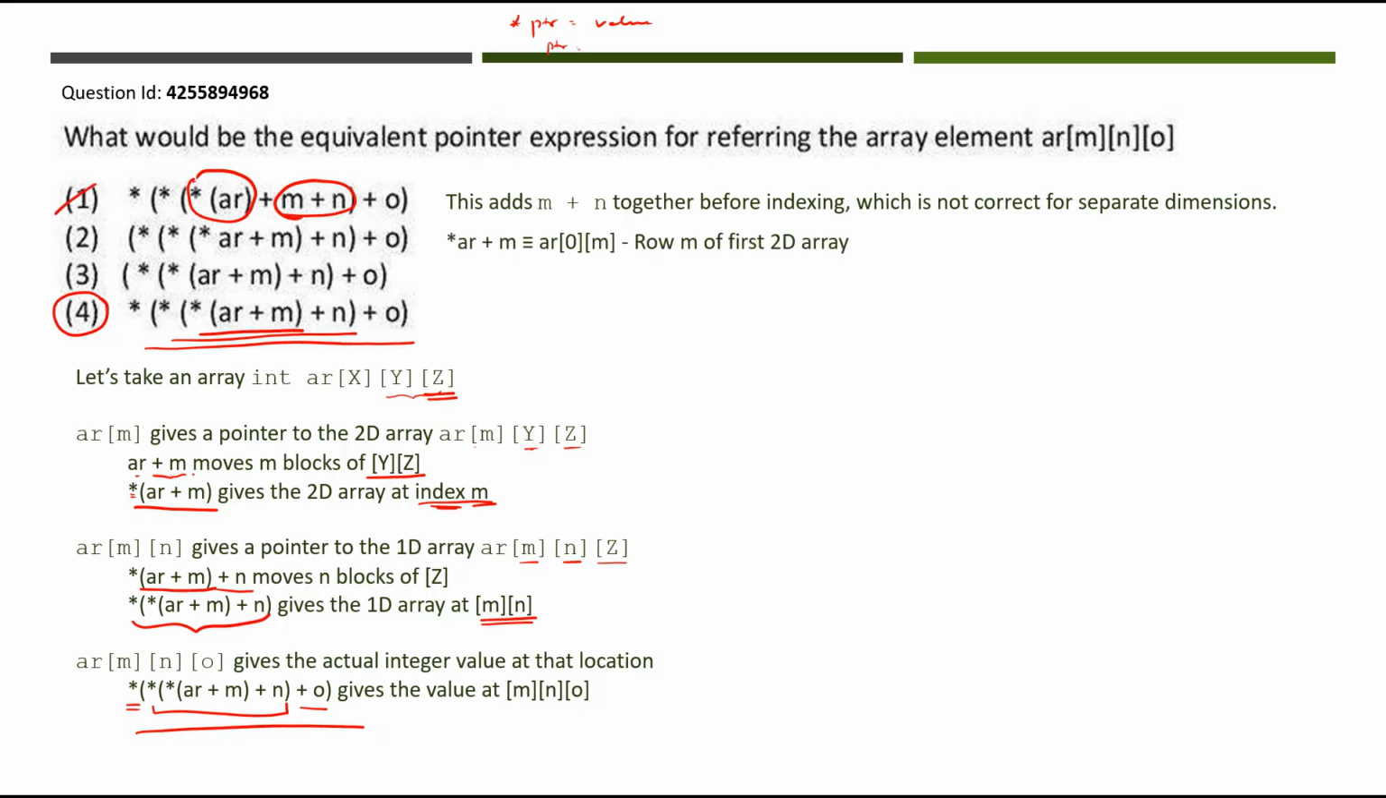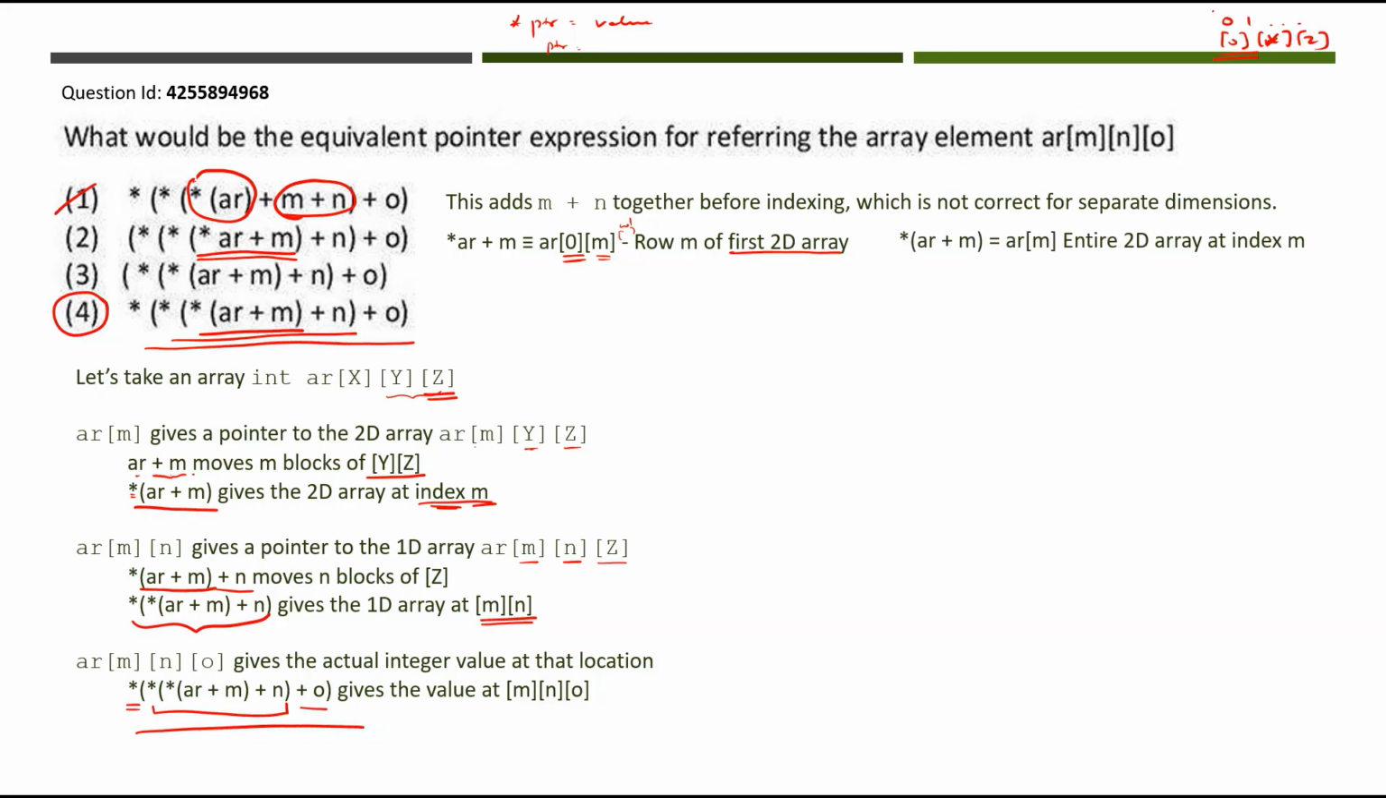What about 2? This particular part is equivalent to AR of 0m. That is row m of first 2D array. This is first 2D array and this is row m. And when you have another index, that will be column. So here this is the first 2D array. Every array will have index 0, 1. So when you have 0 of a 2D array, this is the first 2D array. This is the meaning of star AR plus M.